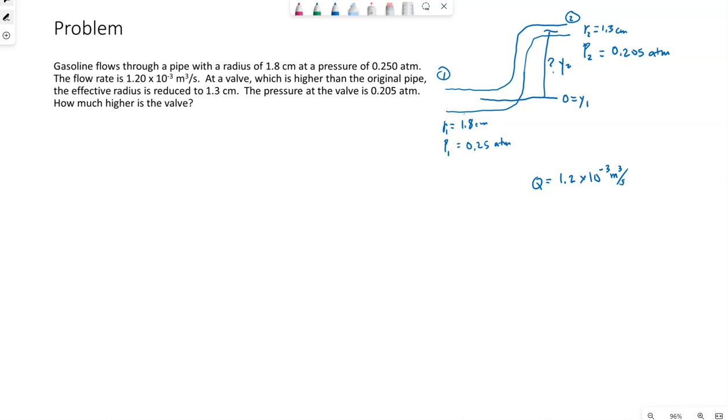So to relate pressures to the moving fluid, that's always by way of Bernoulli's equation. So we can say that the pressure plus the 1/2 rho v squared plus the rho g y1, all of this stuff at point 1 needs to equal all of this same stuff added together at point 2.